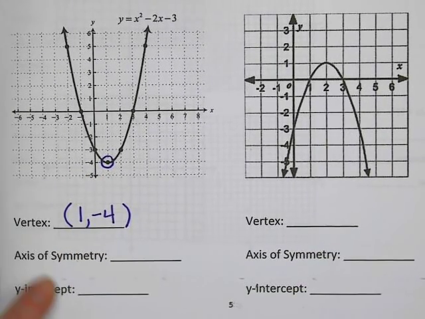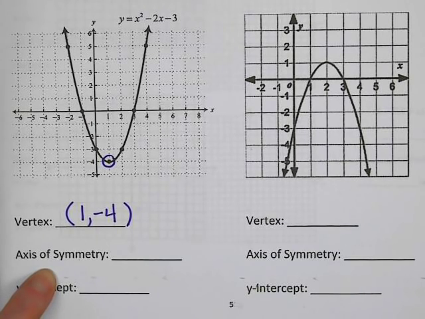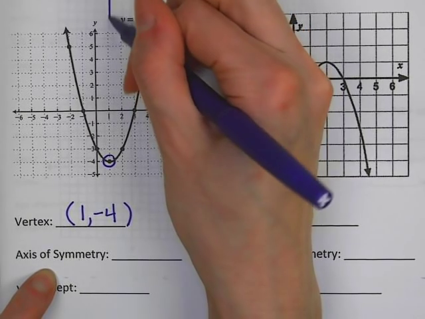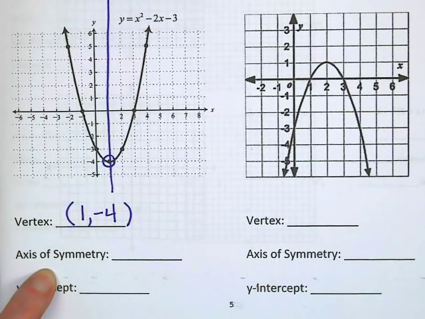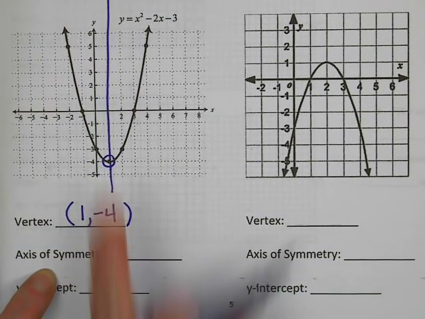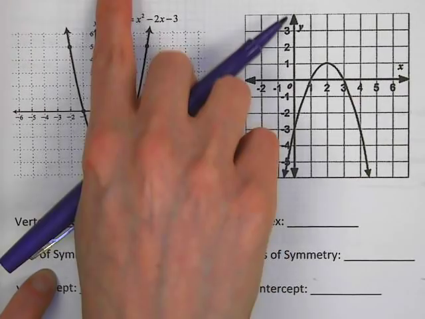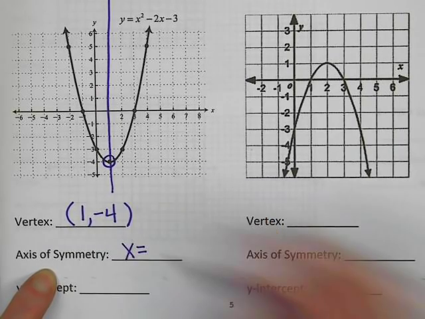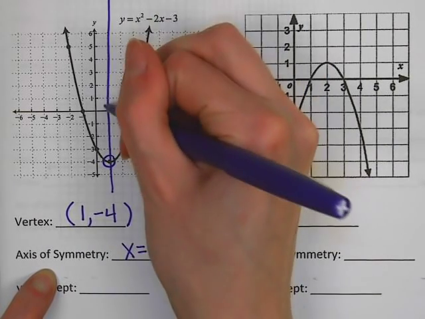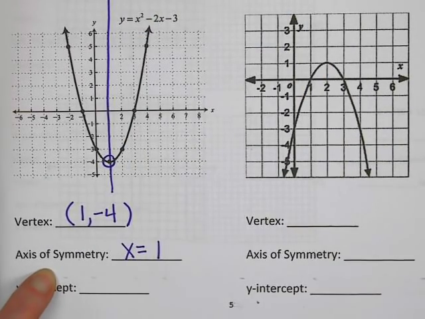Every parabola also has a line of symmetry. So if you were to draw an imaginary line that cuts the parabola exactly down the middle, what is the equation of this line? Well, it's a vertical line, so it's x equals, and notice it goes through 1. So x equals 1.